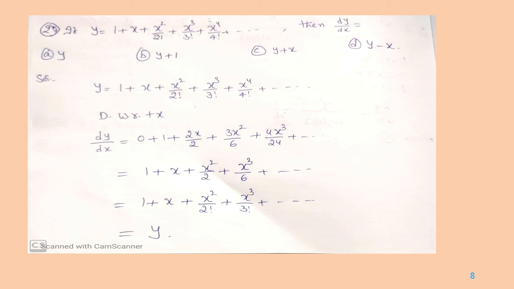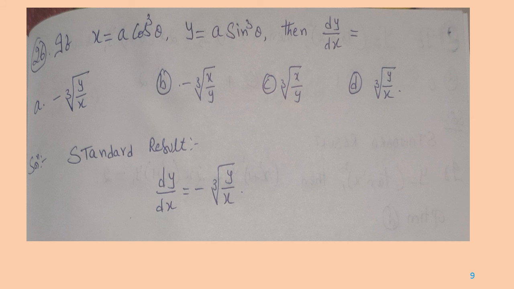So now if you simplify, this will become 1 plus x square by 2 plus x cube by 6 plus etc. So now this we can rewrite as 1 plus x square by 2 factorial plus x cube by 3 factorial plus etc., which is nothing but the value of y. So the option is A.